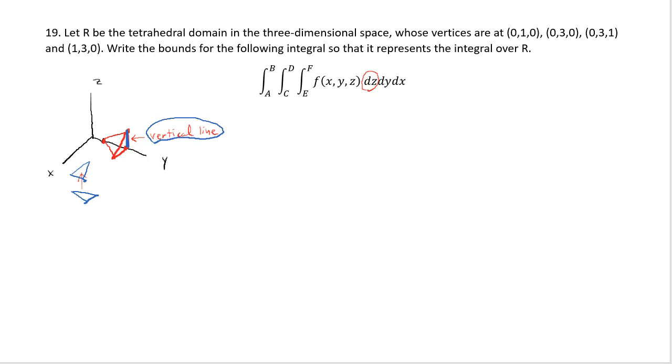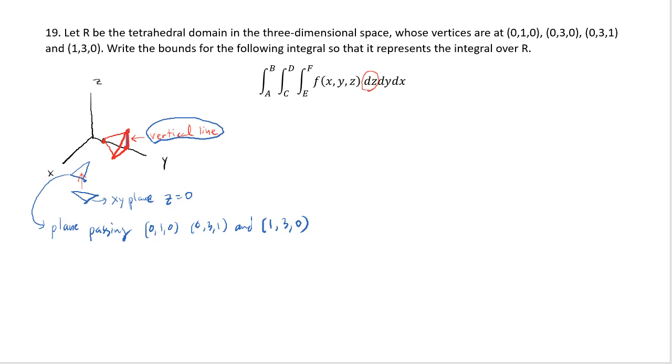The bottom surface is easy to think. It's just the xy plane, that's z equal to 0. Okay, so that's not a problem. The top surface, however, is a plane passing through 0, 1, 0, 0, 3, 1, and 1, 3, 0. Okay, it has to pass through those 3 points.